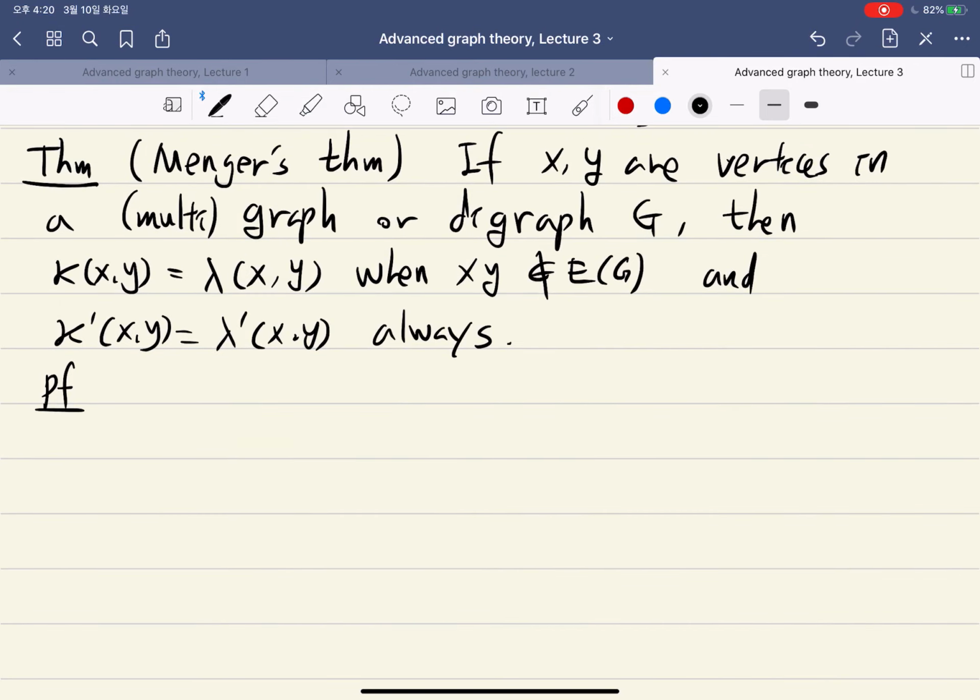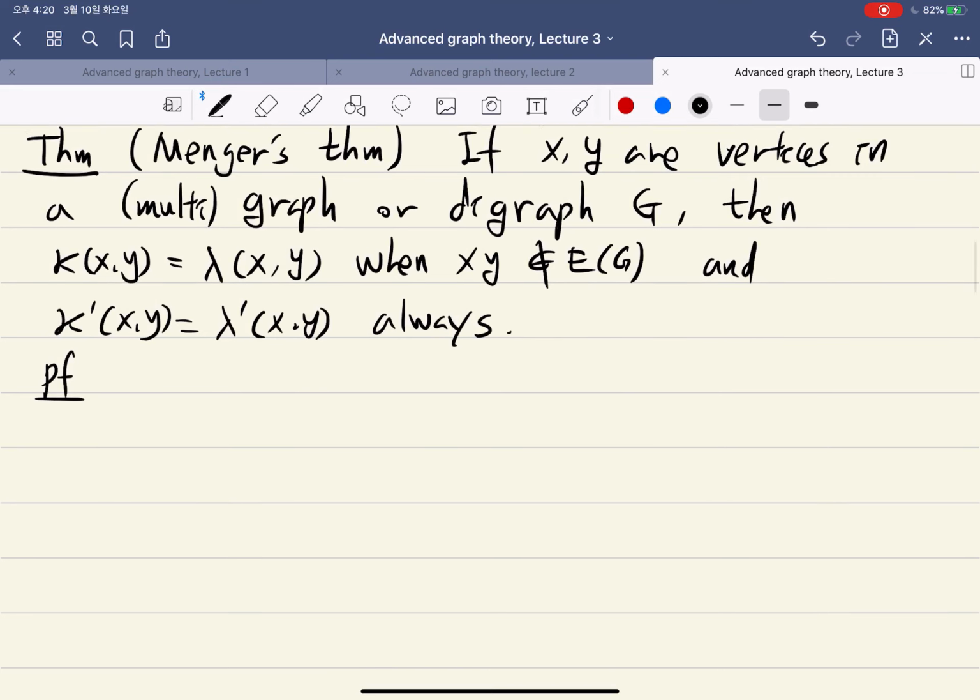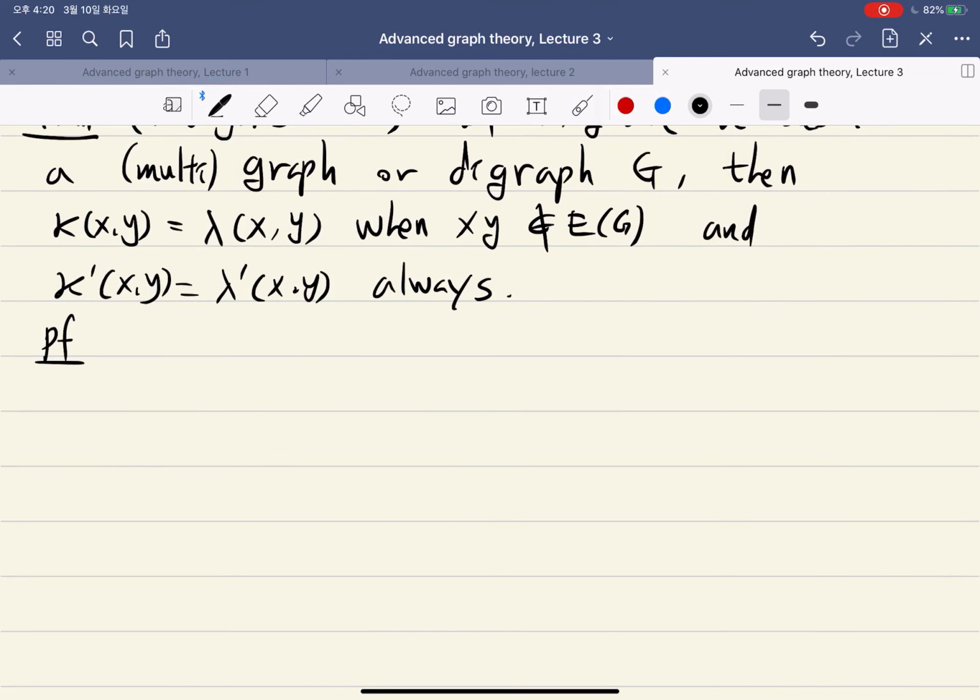So we want to prove this Menger theorem. Then we can actually prove this using flow theory. In undergraduate graph theory, we proved it using another technique. We directly prove it by using the concept of barrier and others. But using flow, we can prove it. So how do we do it?